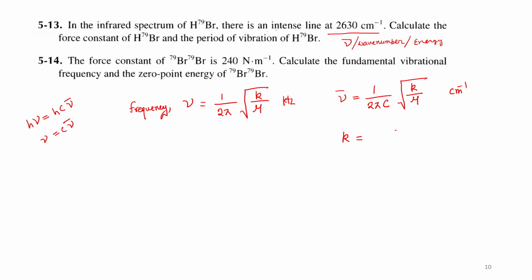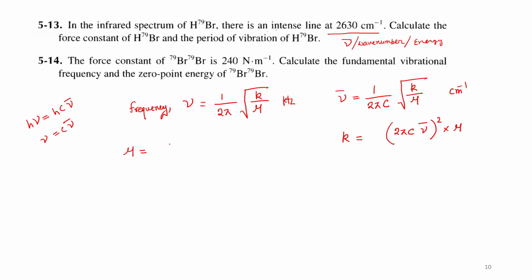Force constant is 2 pi c nu bar, square of that, into your reduced mass, right? So let us calculate one by one. All the other things are given. Constant 2 pi c, you know, nu bar is given, and mu we have to calculate. Mu is the reduced mass.